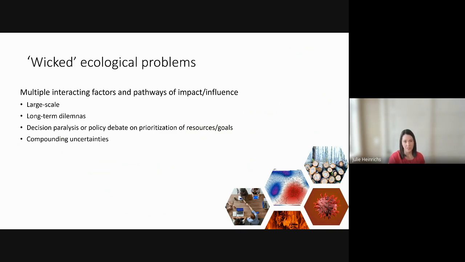We term these as things that have multiple interacting factors and pathways of influence or impact. They tend to be pretty large scale and long term. They have some uncertainties and unknowns that can lead to decision paralysis, debate on how to deal with the situation and how to prioritize different kinds of needs.